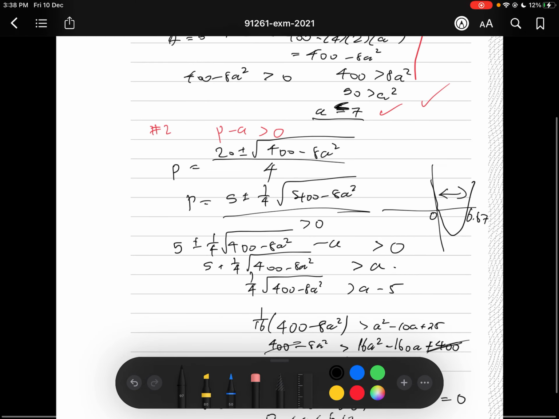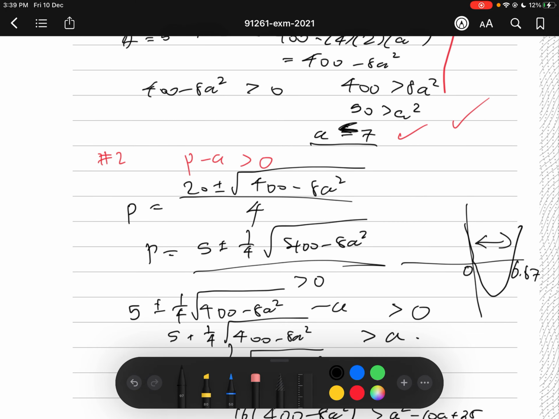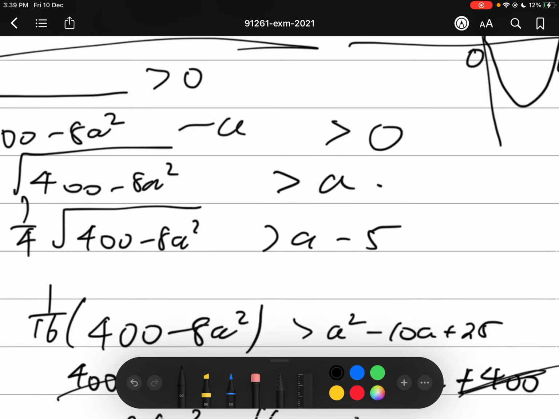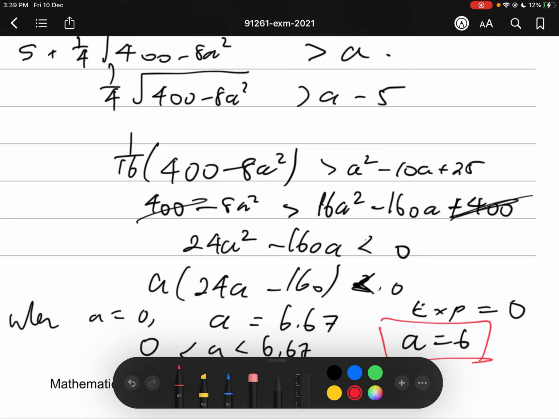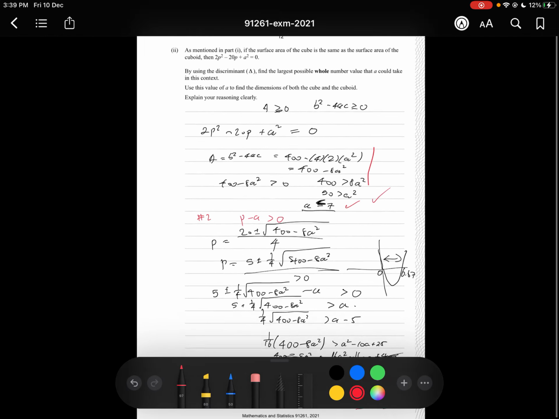And so we have our two conditions. Condition 1 is that a is less than or equal to 7. Okay, that's fine. And the second one, we need a to be less than 6.67. So therefore, the highest possible integer is 6. And we need to solve the equation to finish the question.